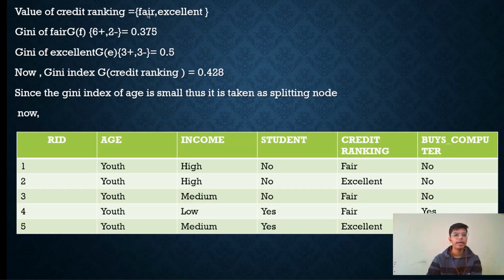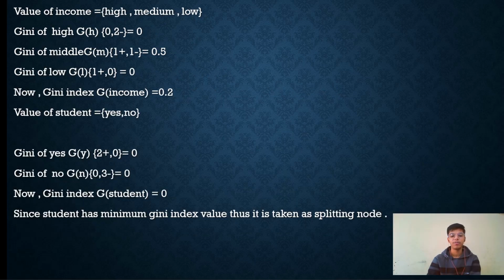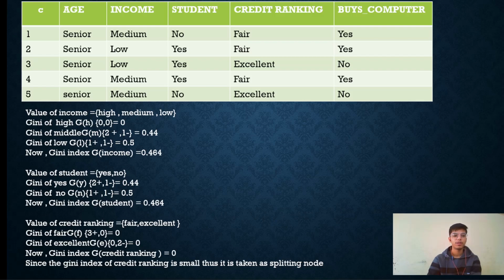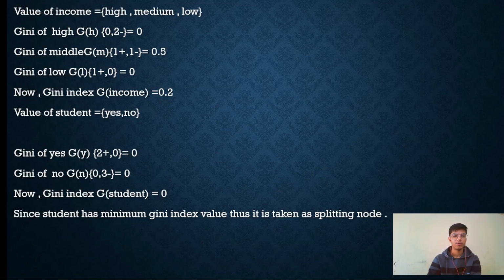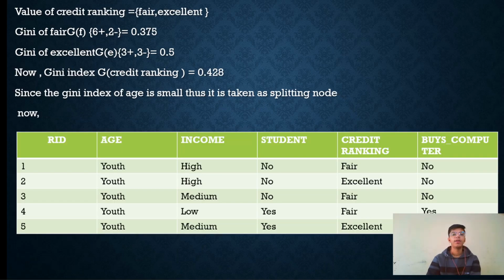Now the value of credit ranking will be fair or excellent. So we will find their respective Gini index values, and then we will find the resultant credit ranking value, which will be 0.428.